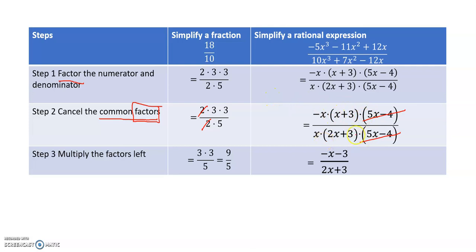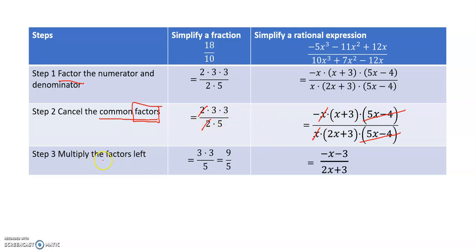So we have the answer. We can also cross out x as another common factor. And again, because it's multiplication, x is a factor. And so we cancel all the common factors we can find.